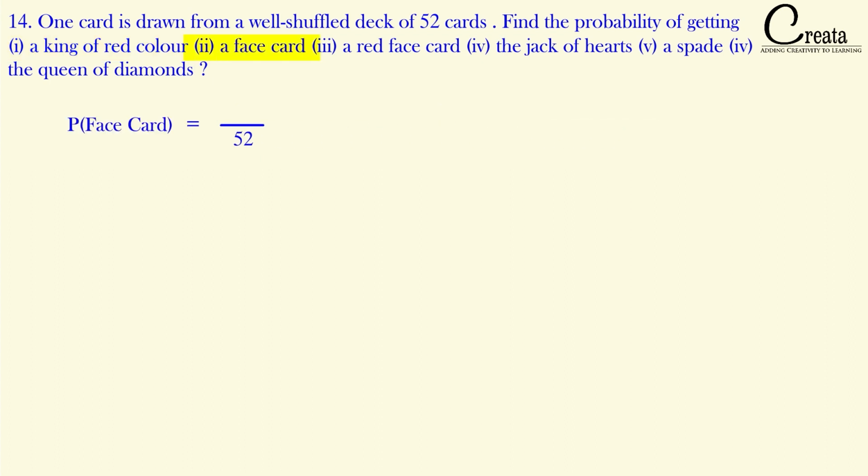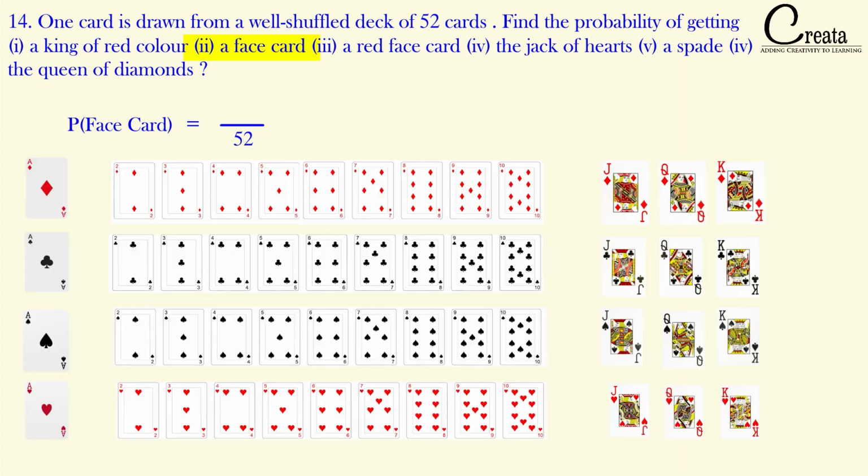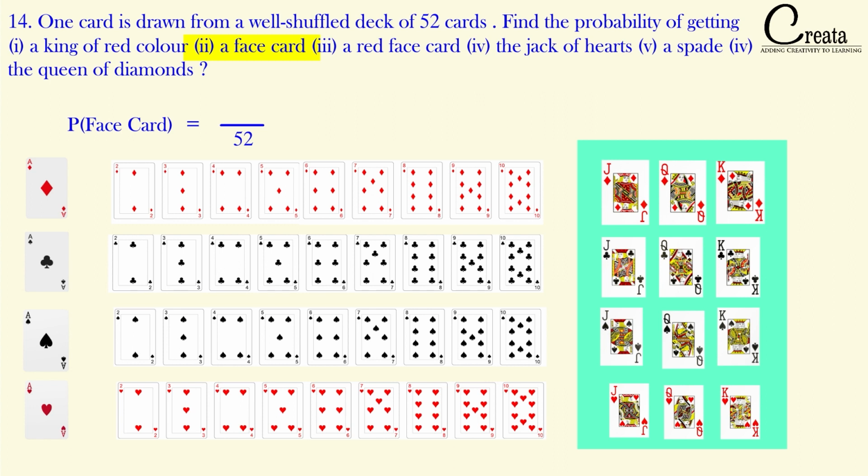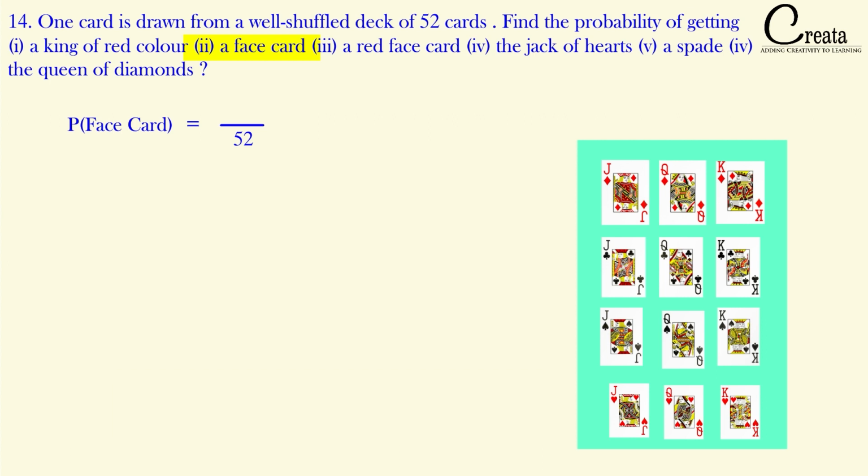Second, a face card. So what are the face cards? So out of these, each category is having 3 face cards. So we are having total 4 categories, that is 12 face cards will be there. So the favorable condition are 12 face card, so 12 will come in the numerator and 52 will come in the denominator. So we got our answer as 12 by 52, which is basically 3 by 13. Got it?